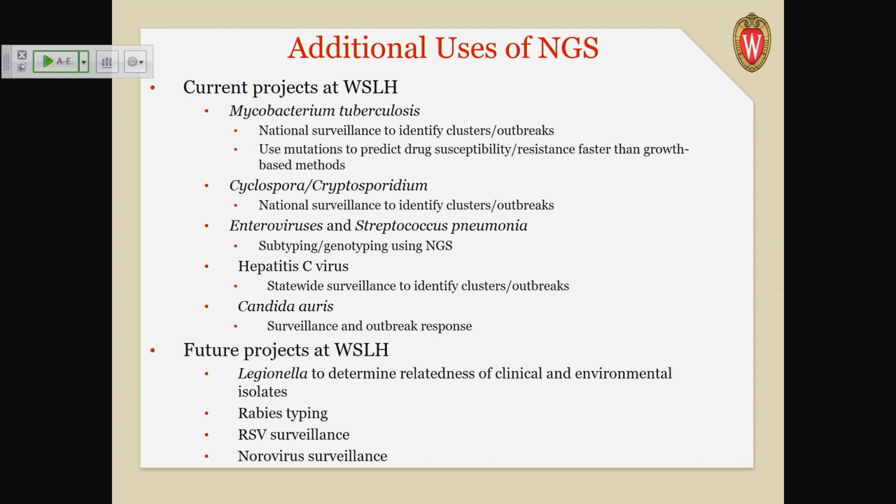And then future projects, we are just adding more and more to this sequencing. Legionella, we used to do PFGE on clinical isolates and environmental isolates to determine if they're related. If the environmental isolate is related to the clinical isolate, that shows that particular facility is where the patient was exposed, and then mitigation measures can be put into place at that facility. We're also adding rabies typing, RSV surveillance, and norovirus surveillance in the not-so-distant future.